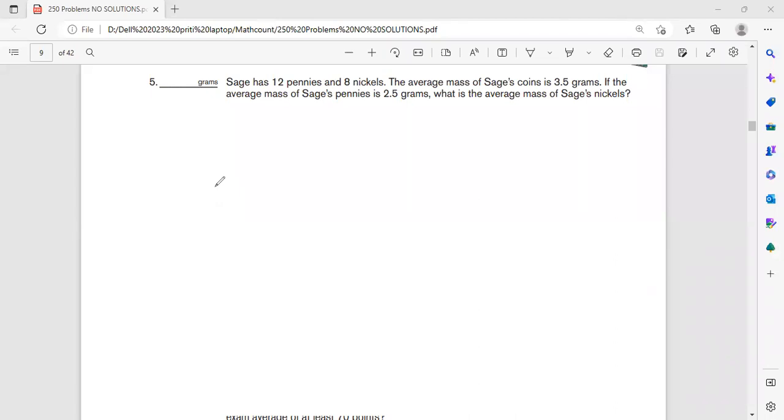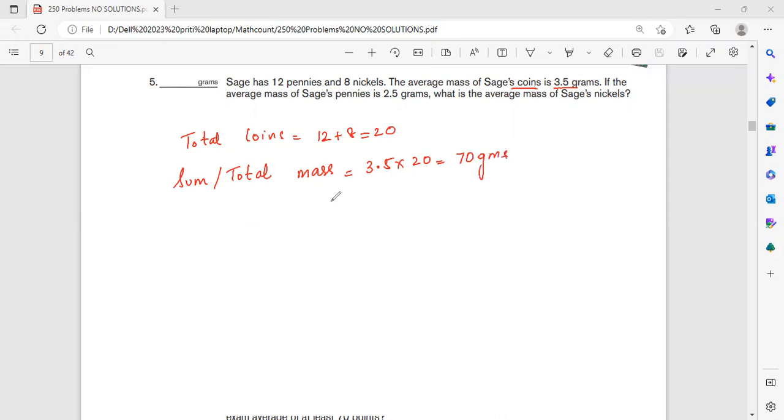Let's go to question number 5. Sage has 12 pennies and 8 nickels. The average mass of Sage's coins is 3.5 grams. If the average mass of Sage's pennies is 2.5 grams, what is the average mass of Sage's nickels? Now, the total coins that I have is 12 plus 8, which is 20. So what is the total mass of coins? It will be the average, 3.5, times the number of observations, 20. So that will be 70 grams.